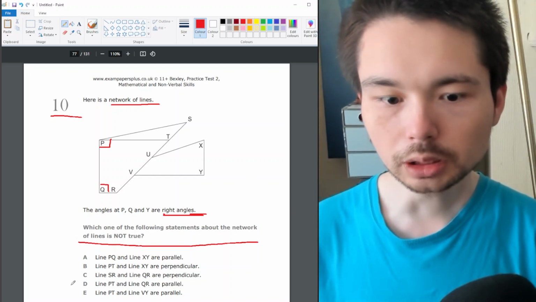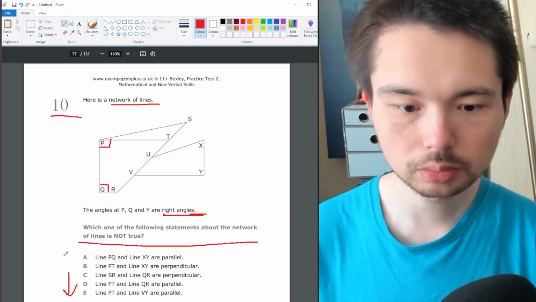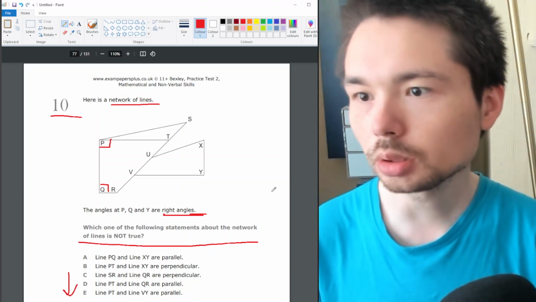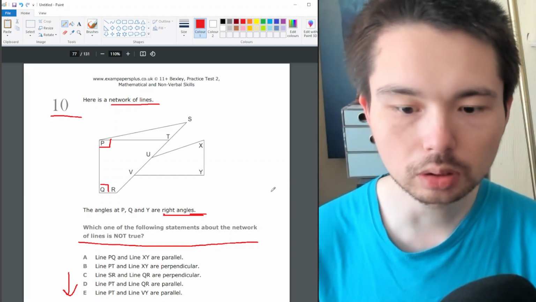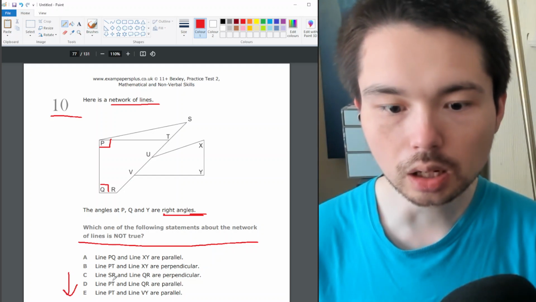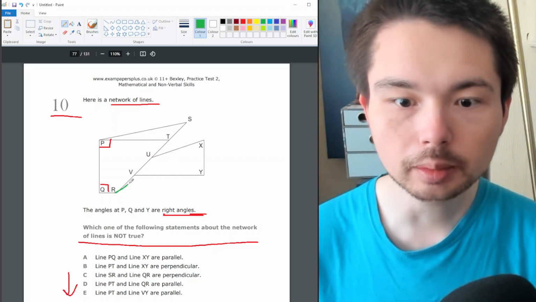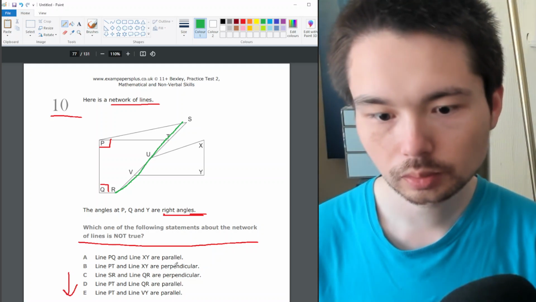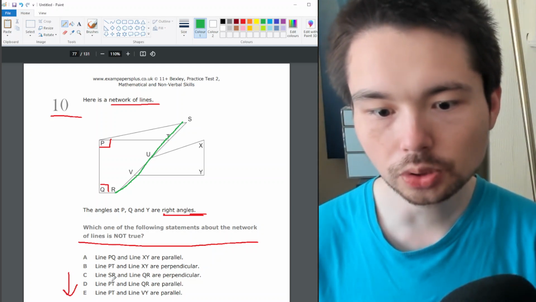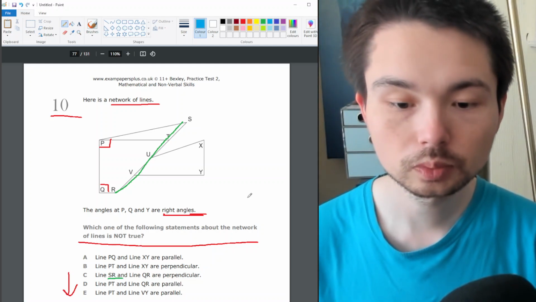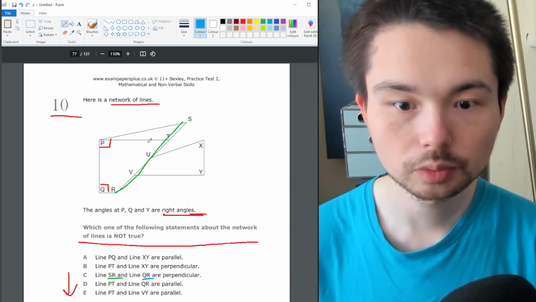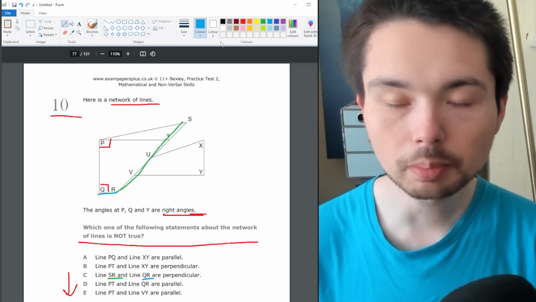A. Now, when we're checking options, I've told my students to check from C, D, E. I bet it's one of them. They want you to check a lot of choices. Line SR. Let's mark that. SR is here. And QR.